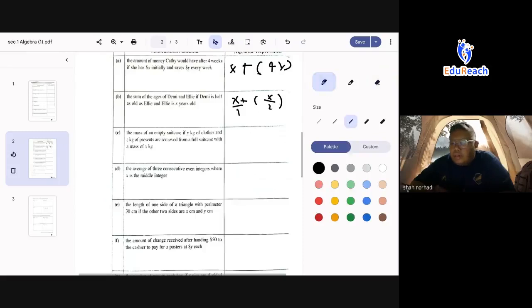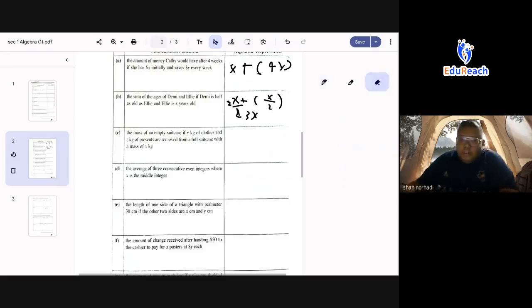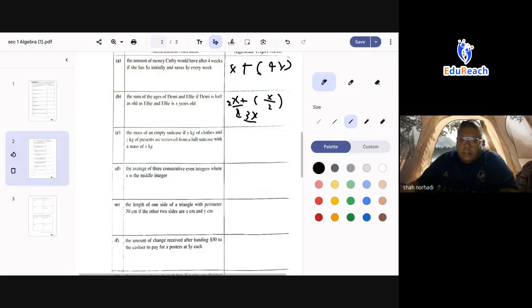Then after that, how do we do? We make the denominator the same, right? So how do we add them now? 3x over 2. Okay, that's right. Let's do question C then.